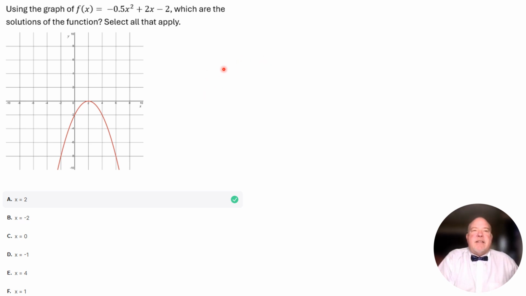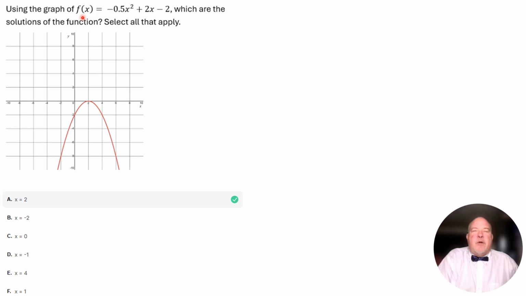This is a fairly simple question if you know how to do it, which I guess you could say is true of all questions, right? So we're given a graph of this function, and they want to know what are the solutions of the function.